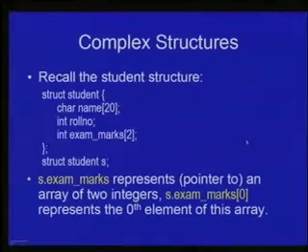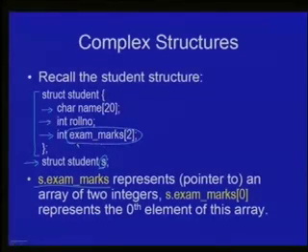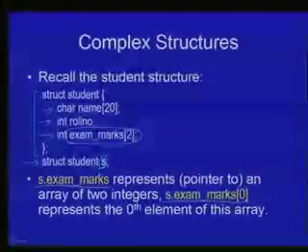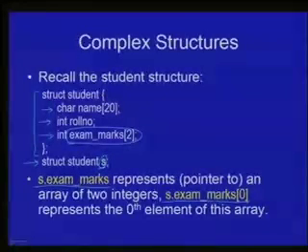Okay, let's now look at some more complex structures than the simple structures that we have seen. So let's recall the student structure that we already saw, struct student, which contains 3 fields: the name of the student, the roll number, and the 2 exam marks. And let's assume that we declared a variable s of type struct student. Now what does s.exam_marks represent? s.exam_marks represents this component of the structure s, which is an array. So therefore s.exam_marks represents really a pointer to an array of 2 integers. And so s.exam_marks[0] and s.exam_marks[1] will represent the 2 elements of this array.